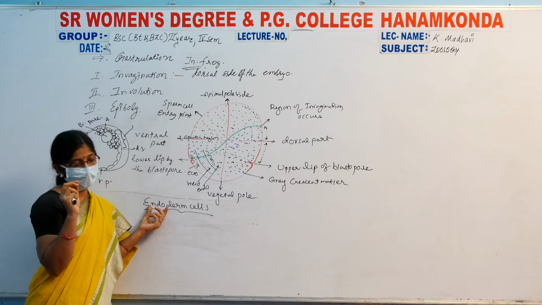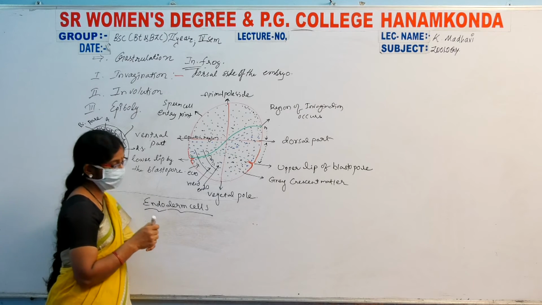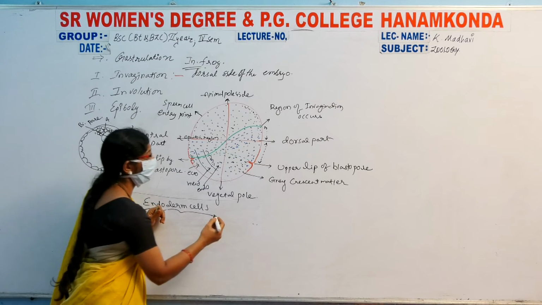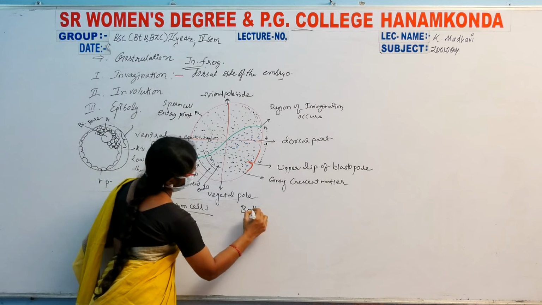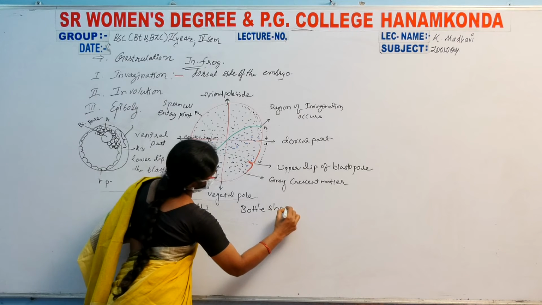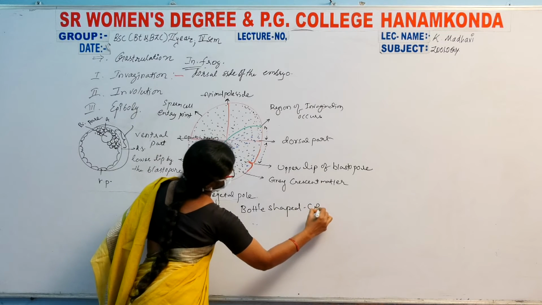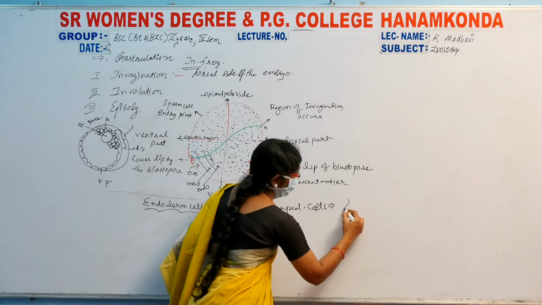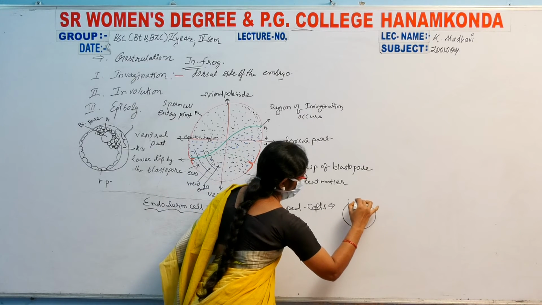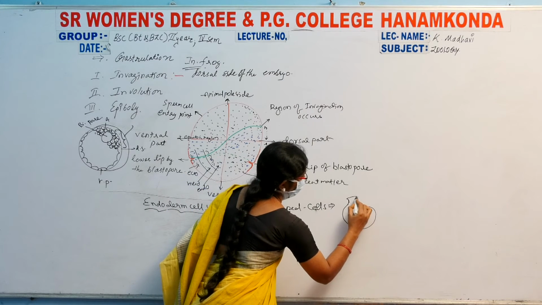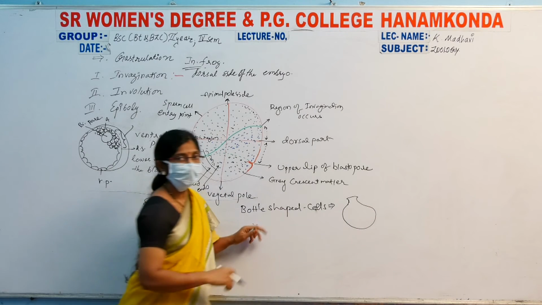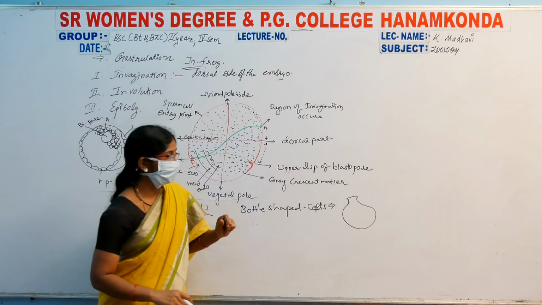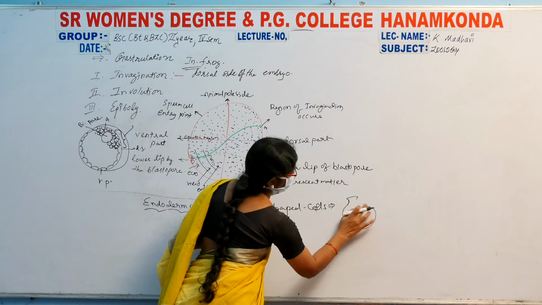Less adhesive and bottle shaped. Bottle shaped cells means the inner side is large and the outer side is very small. This type of cell is known as a bottle shaped cell.